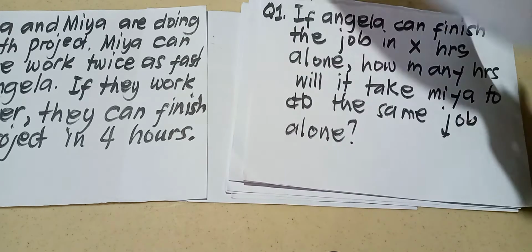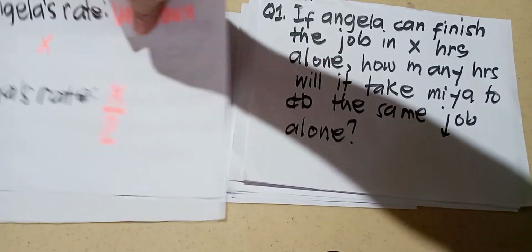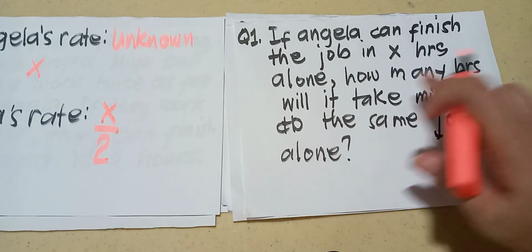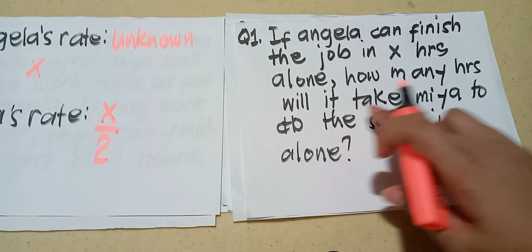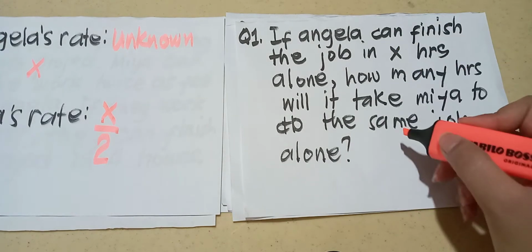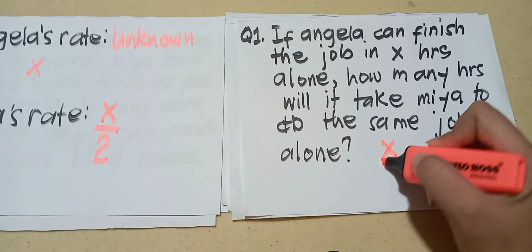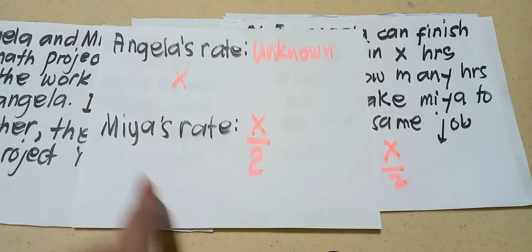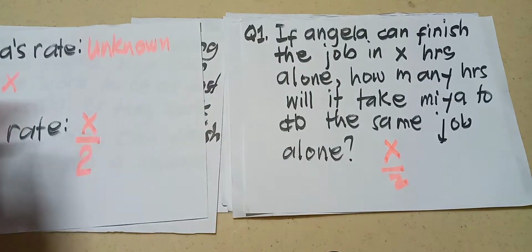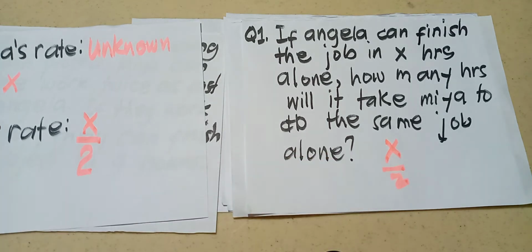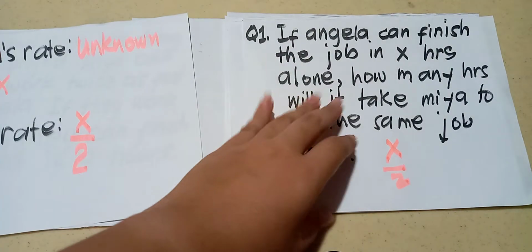Okay, let's have question number 1. If Angela can finish the job in x hours alone, how many hours will it take Mia to do the same job alone? So x yung kay Angela. Therefore, yung kay Mia dito is x over 2. Na-solve na natin. Ito yung Mia's rate. So, the hours it will take Mia to do the same job is x over 2.